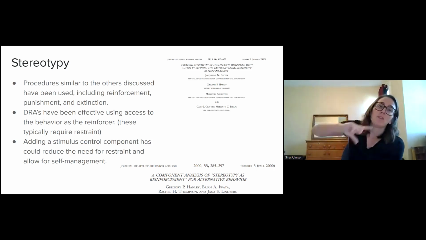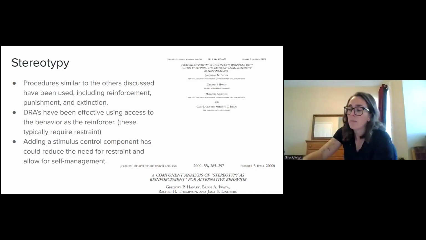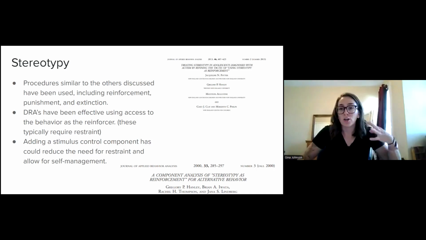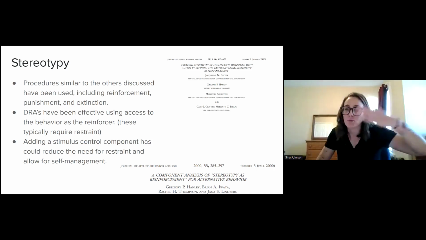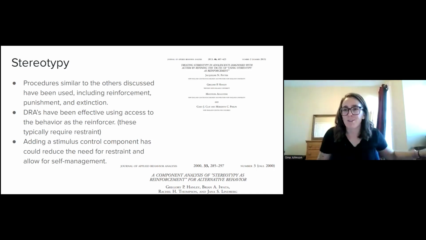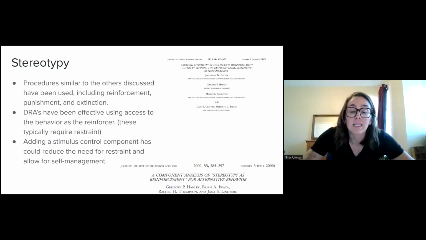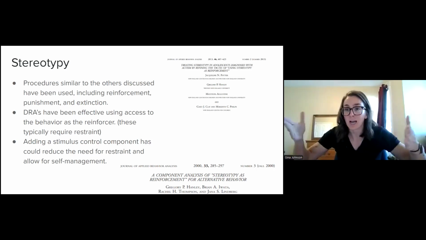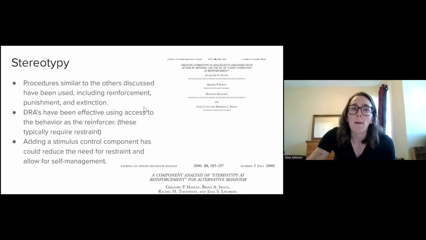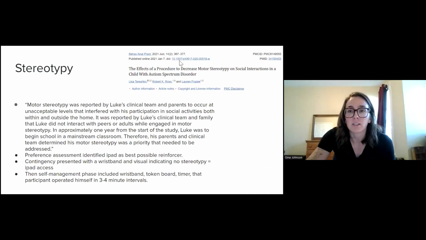However, in newer studies, there's the ability to add stimulus control. So you're adding a signal as to when the reinforcement for not doing the behavior is available. So this is a really cool study. These older studies use access to stereotypy as the reinforcer to increase durations of time where stereotypy does not occur. But this last study is a great example of a treatment that we could potentially use. There's no restraint.